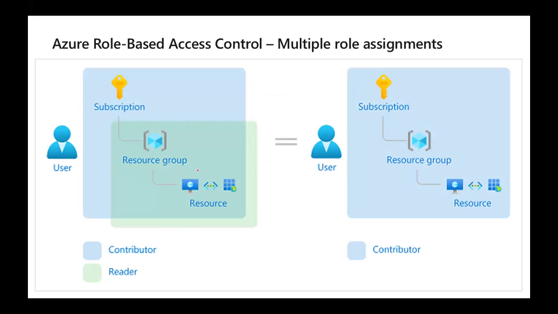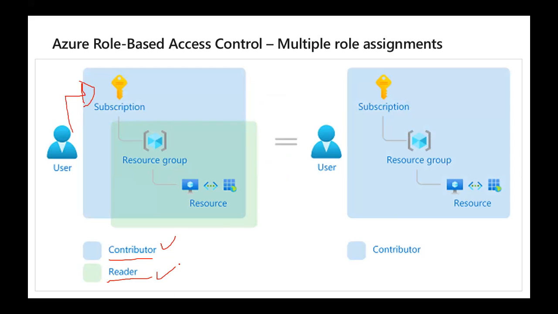This user is granted the contributor role at the subscription scope, right? Since this user is assigned from here, in this case, the contributor role and also the reader role, you can see right here the two different roles, how they overlap. This is going to be related with the subscription, and this is going to be related with the resource group.